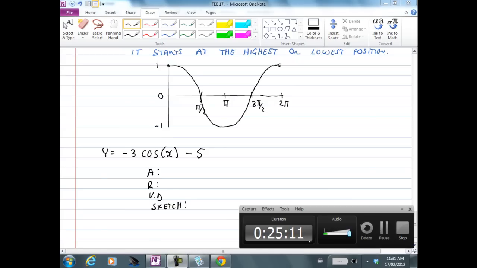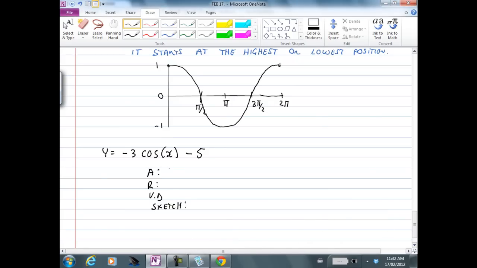What's your amplitude? 3. Very simple. Nisha, is there a reflection? Oh, whoa, whoa. Yes, x-axis. Wait, is that a reflection or range? Oh, this is reflection.